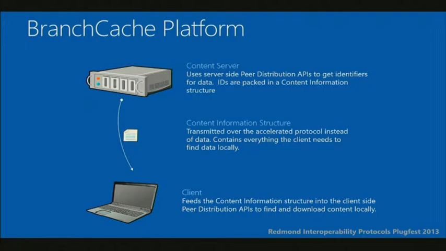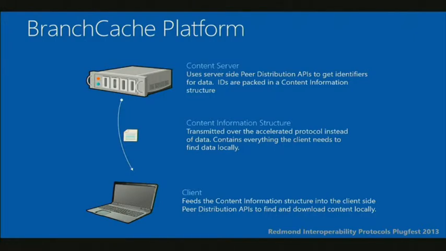That's what gets passed across the accelerated protocol to the client, and the client then feeds them into the APIs to do the search locally, see if the content is available from someone on the network, from your own local cache, or from a hosted cache server.